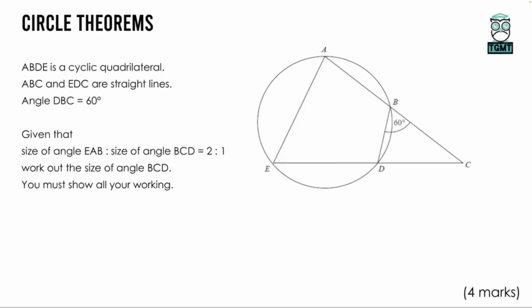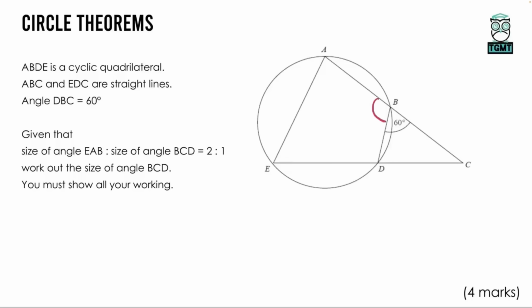Now, our next question is looking at a circle theorem. It says here, ABDE is a cyclic quadrilateral. Well, great, because opposite angles in a cyclic quadrilateral add up to 180. ABC and EDC are straight lines. That's helpful because straight away we can see what this angle next to the 60 is, because that makes a straight line. It says, given that the size of EAB to the size of BCD is 2:1, work out the size of BCD. And you must show your working.